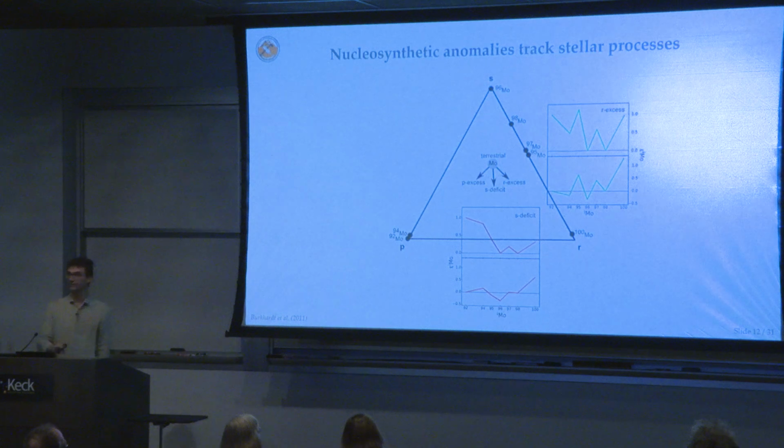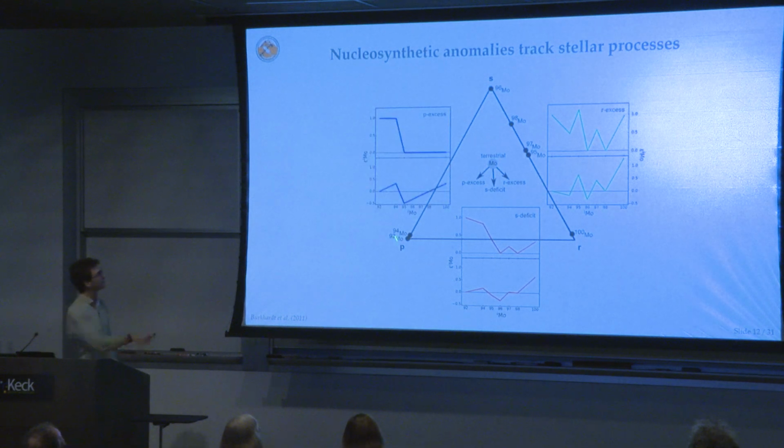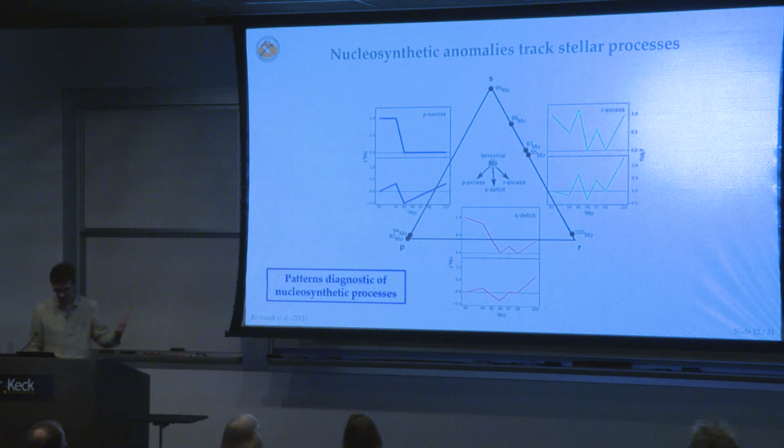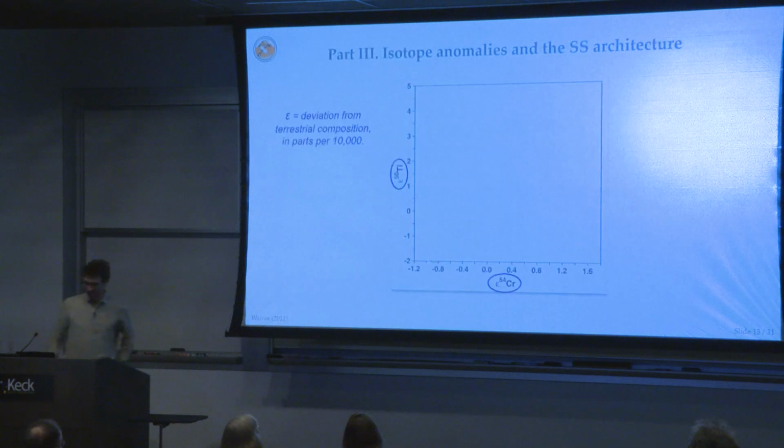It's very characteristic. If you measure them, you can't get them confused. The P process is even simpler. You only have an anomaly in 92 and 94. Everything else is flat. So looking at a material, we can tell which type of star participated in the composition of that material. Clear diagnostic power.